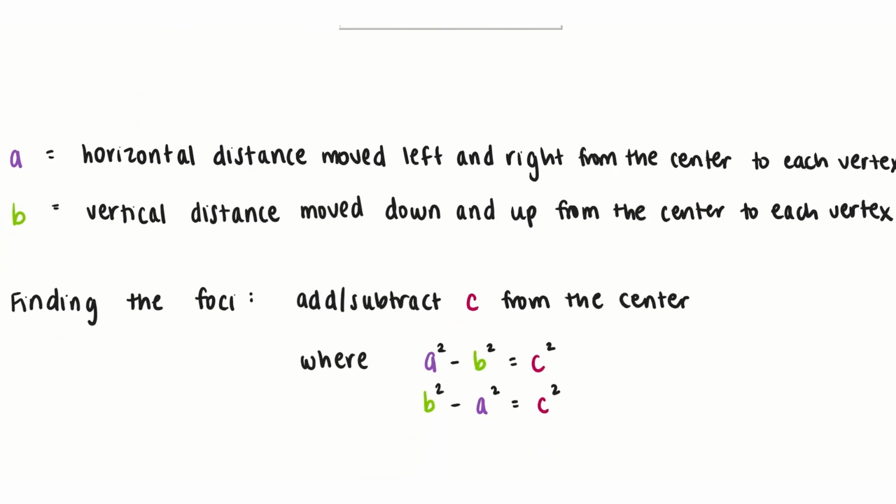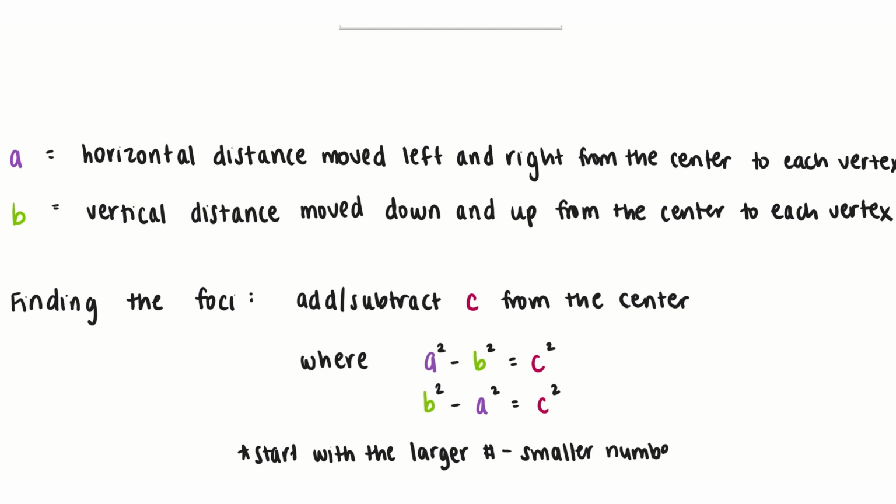Now the foci, to find these, we're going to add or subtract c from the center. So this is where we would use the equation a² − b² = c², or b² − a² = c². So here we just start with whichever number is the larger number, the larger number, and then minus the smaller number.